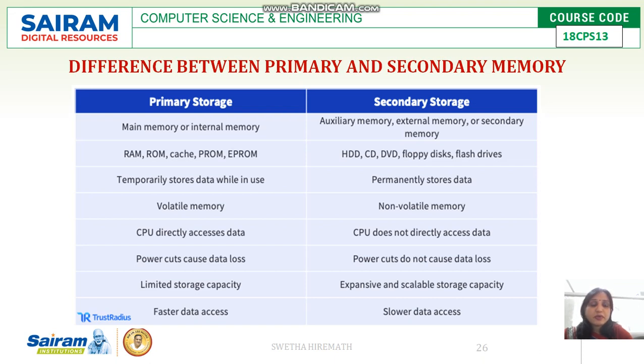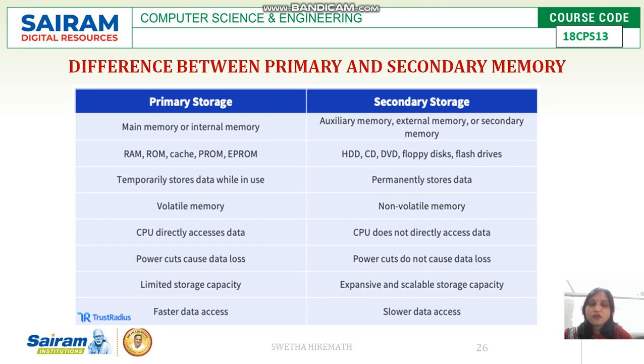So auxiliary memory or external memory or the secondary memory is nothing but the secondary storage. The types of primary storage are RAM, ROM, cache, PROM, EPROM. All of this comes under the primary storage, whereas secondary storage, HDD, CD, DVD, floppy disk and flash drives come under the secondary storage.